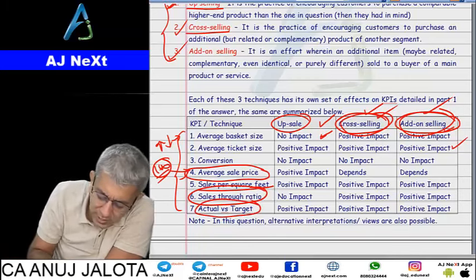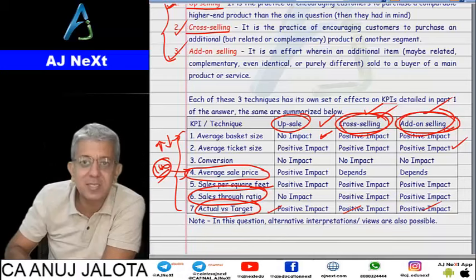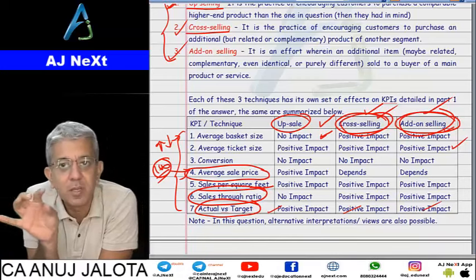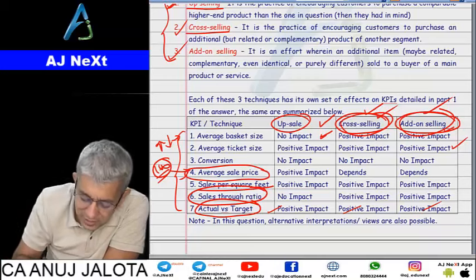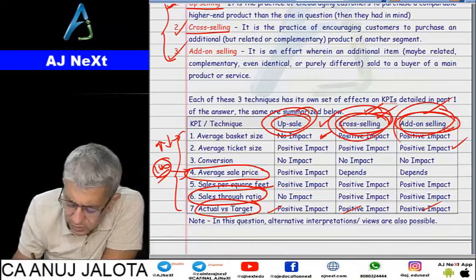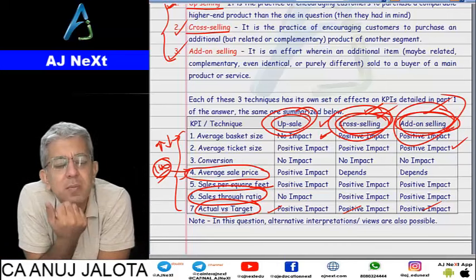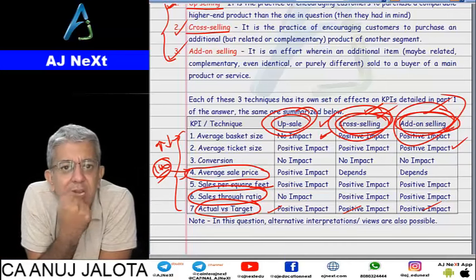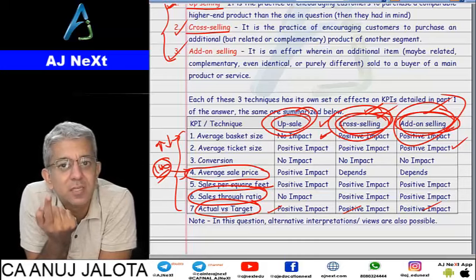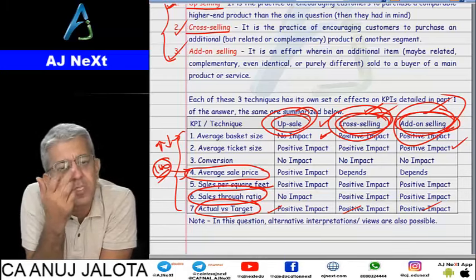Actual versus target, obviously it will show a positive impact. See, your target was something. Whatever you might do out of these three, it's a simple story: your sales will rise, and if targets remain constant, the ratio will improve.